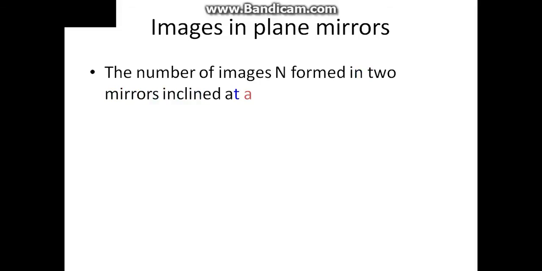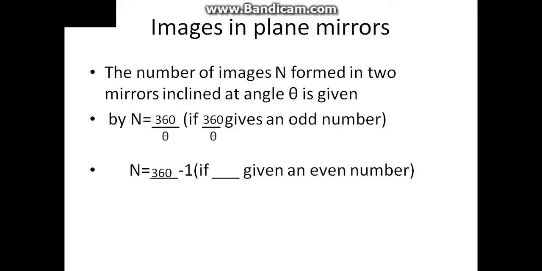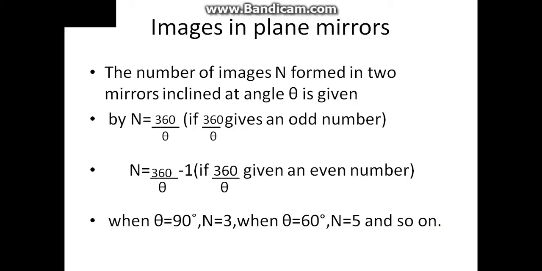Image in plane mirror. The number of images n formed in two mirrors inclined at an angle theta is given by n equals 360 over theta. In bracket, if 360 over theta gives an odd number, n equals 360 over theta minus 1. If in bracket, if 360 over theta gives an even number. When theta is equal to 90 degrees, n is equal to 3. When theta is equal to 60 degrees, n is equal to 5, and so on.